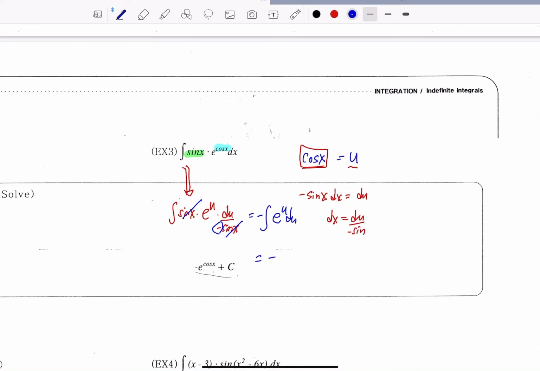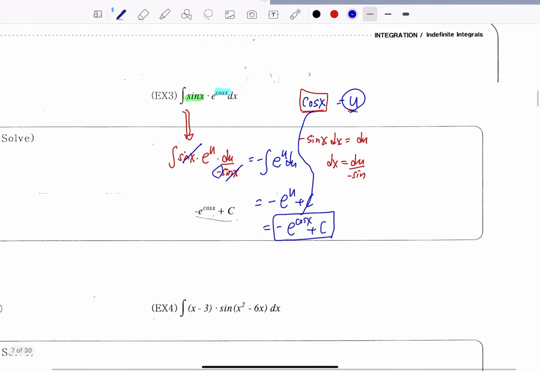What is the antiderivative of e to the u power in terms of u? Same, right? e to the u power plus c. Finally, go back to the original expression in terms of x. u means cosine x. So you plug in cosine x for u plus c. Don't forget to add the c. This is indefinite integration.